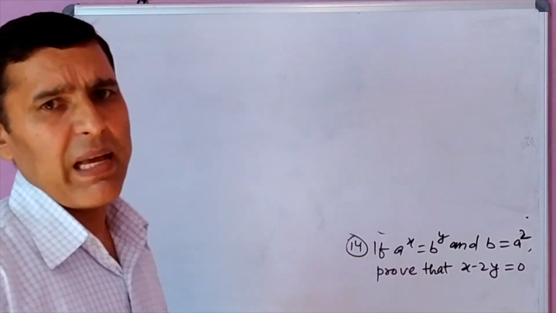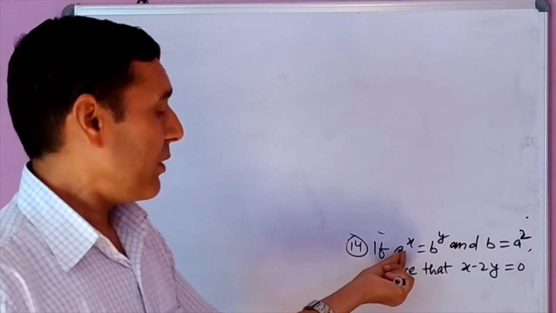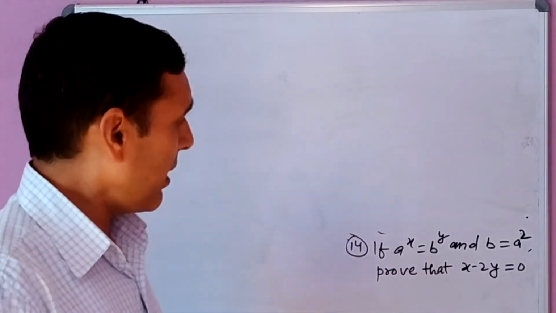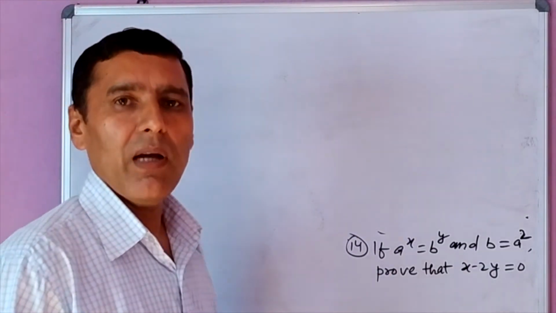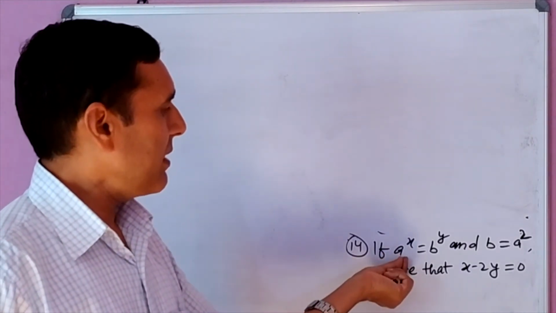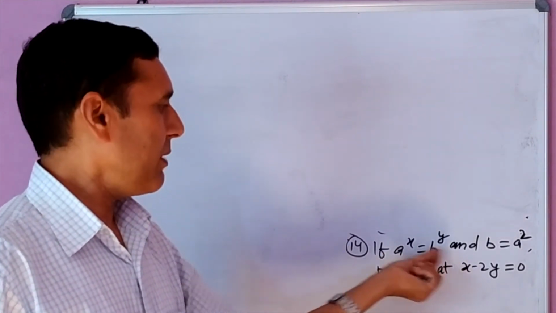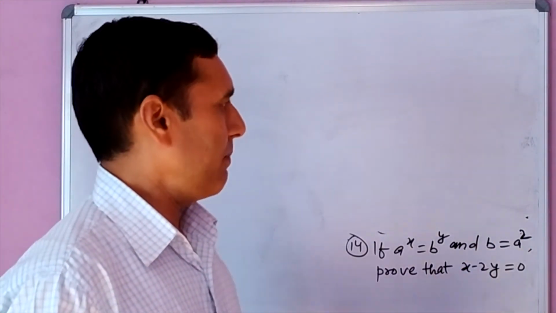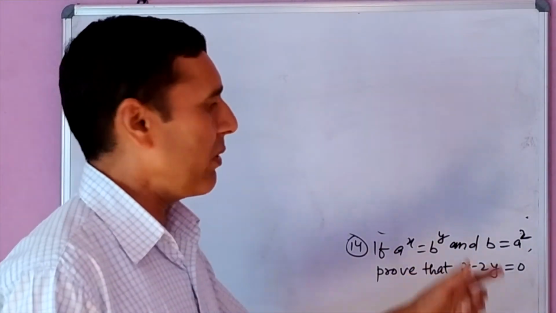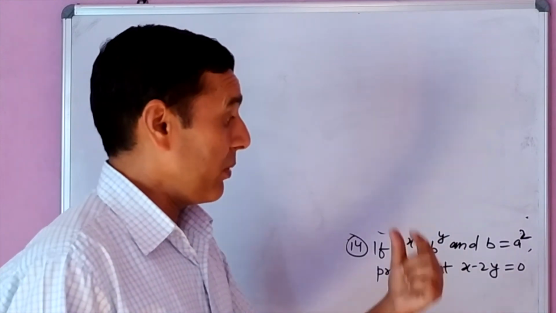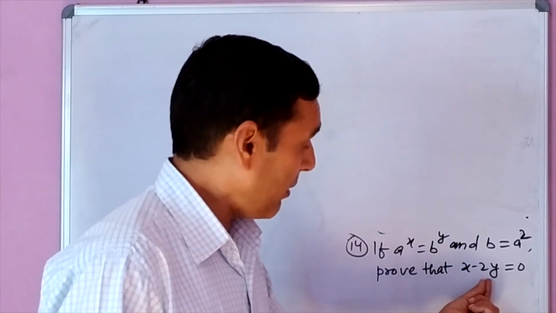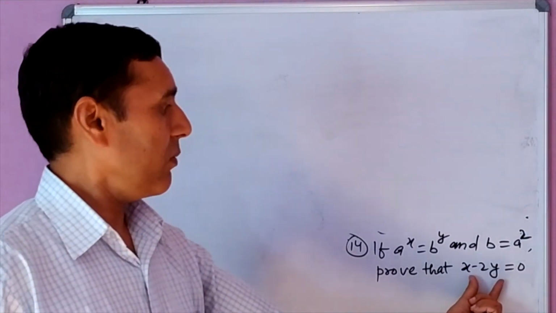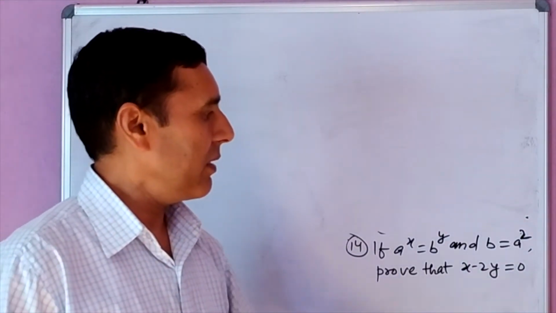We try to make the same base. You can see two bases here, one is a, another is b. So we change one in terms of another. Either we have to express this a in terms of b, or we have to express b in terms of a. Then only we can have the same base here. And after getting the same base, just equating the power, we will get this thing, x minus 2y is equal to 0. Don't be confused, this is the relation we have to prove here.